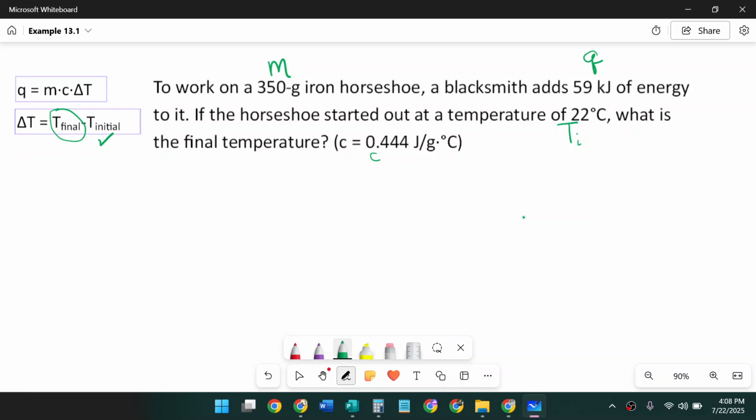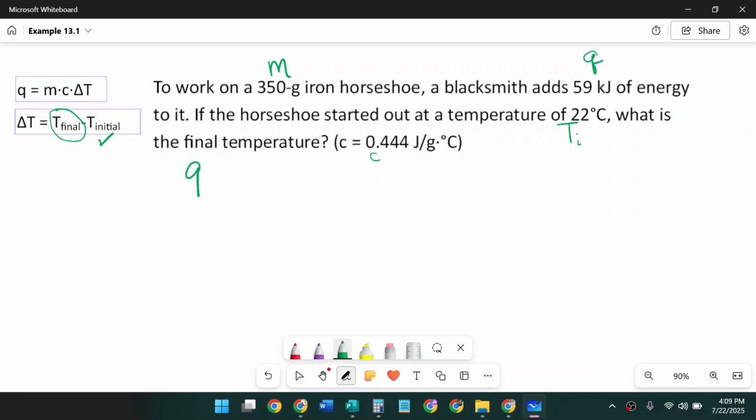And since you only know a few equations so far for this chapter, this is the one we're going to start with. We're going to use our Q formula because we know the mass, we know the specific heat capacity, and we know how much energy was added, our Q. That will give us our change in temperature. And once we have that, we can use that change in temperature to find the final temperature. Okay, so let's get started.